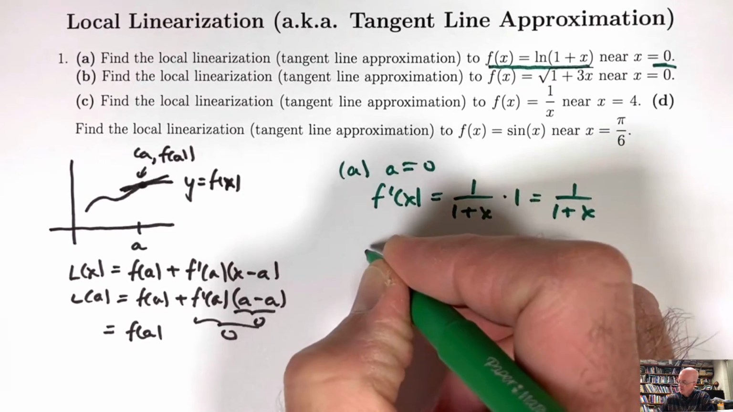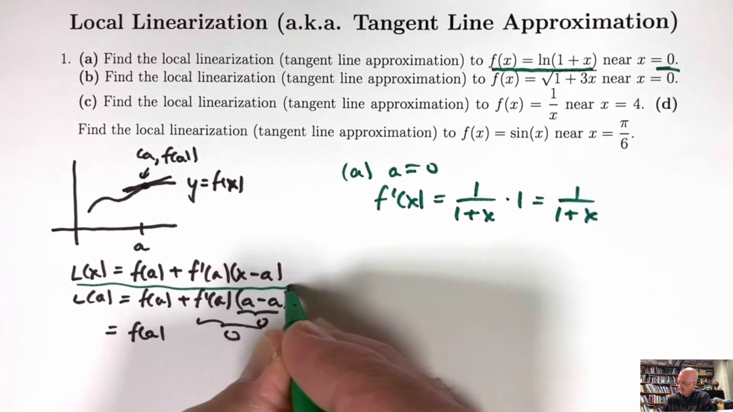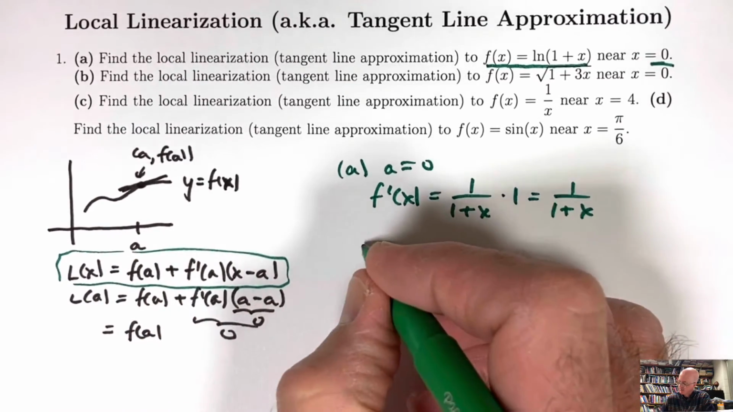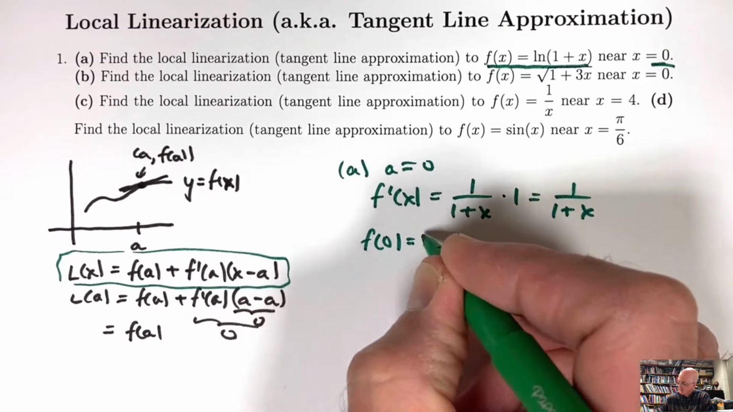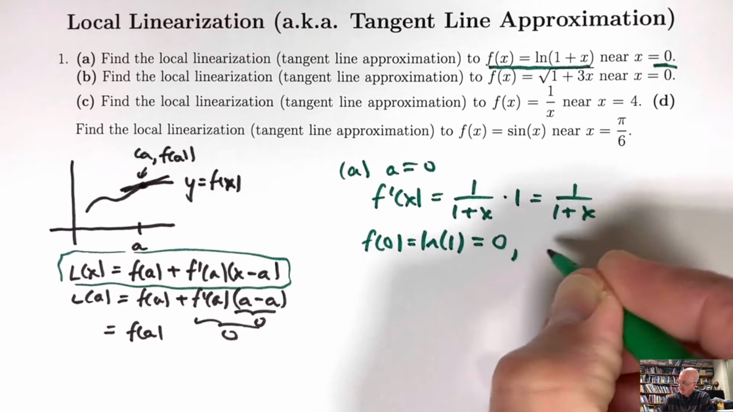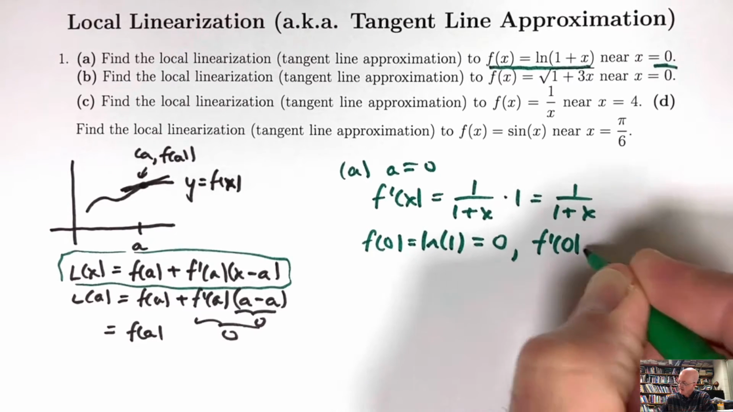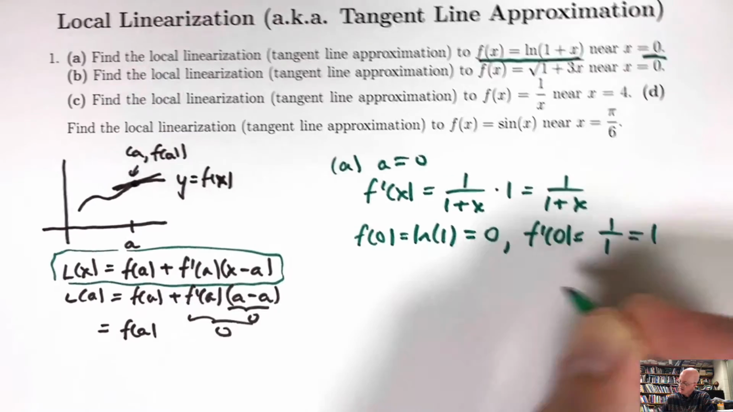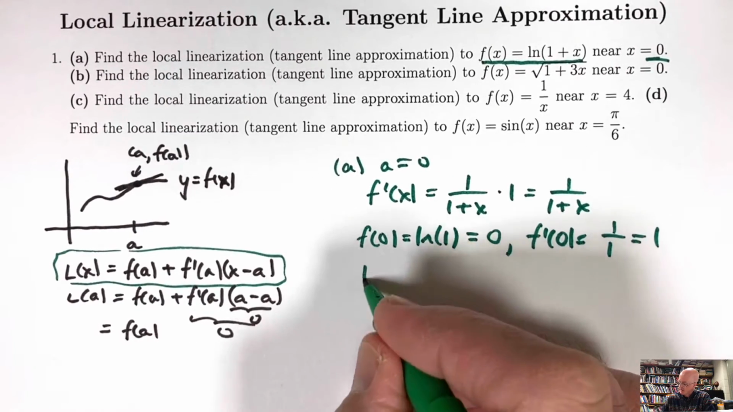A is 0. Looking at this formula right here, we need to find f of 0 and f prime of 0. That's pretty easy. F of 0 is ln of 1 plus 0, which is ln of 1, which is 0. And f prime of 0 is 1 over 1 plus 0, which is 1. So this becomes pretty simple here in this example.